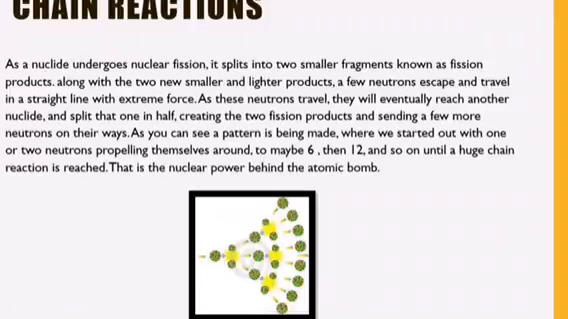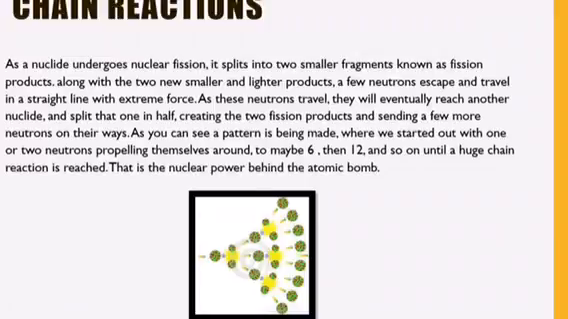Chain reactions. As a nuclide undergoes nuclear fission, it splits into 2 smaller fragments known as fission products, along with the 2 new smaller and lighter products. A few neutrons escape and travel in a straight line with extreme force. As these neutrons travel, they will eventually reach another nuclide and split that one in half, creating the 2 fission products and sending a few more neutrons on their ways.